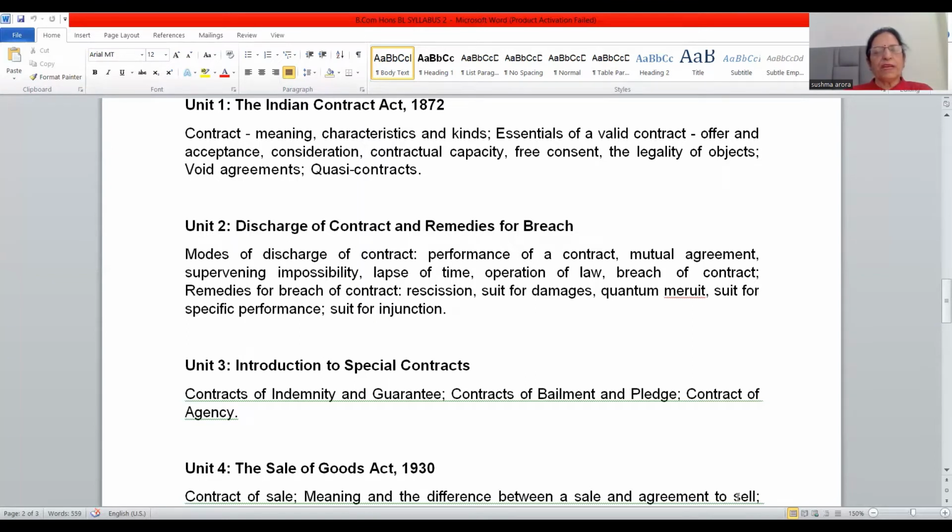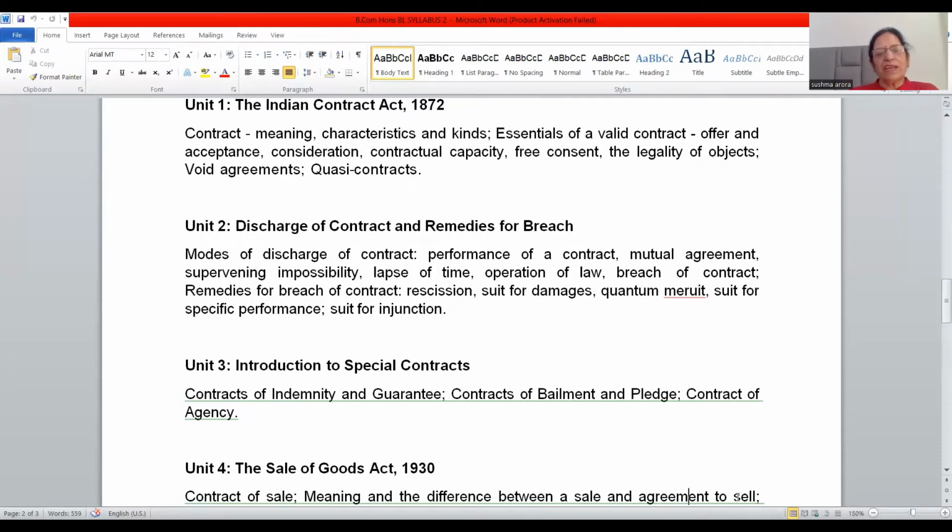We do talk about 2 parties. One is the injured party, other is the guilty party. So what are the remedies available to the injured party or aggrieved party in case of breach of contract? So this breach is chapter number 10, in which I have covered all remedies in case of breach. Then modes of discharge of contract, performance of contract, mutual agreement. These all are the various modes of discharge of contract up to operation of law.